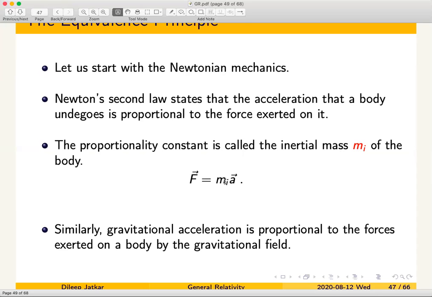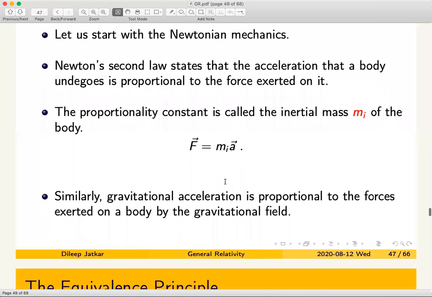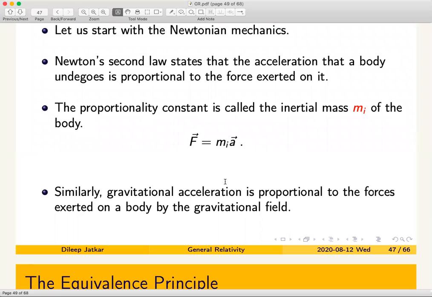Similarly, if you study, say, a non-relativistic problem with gravity, then the gravitational acceleration is also proportional to the force exerted on a body by a gravitational field. That gravitational field could be produced by another massive body. For example, the sun could produce a gravitational field for planets to go around, and Earth could produce a gravitational field for, say, the moon to go around or humans to jump around and stuff like that.